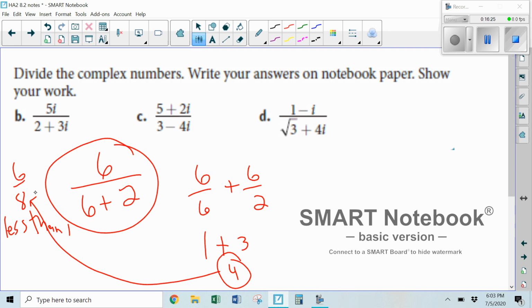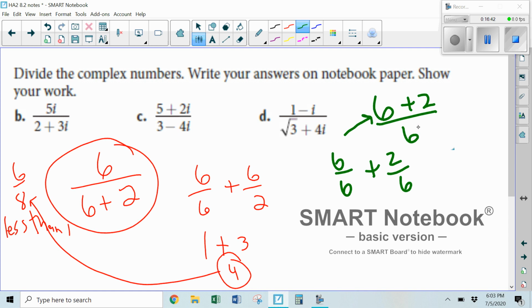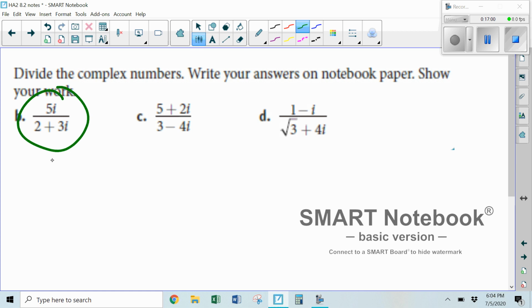Now, the reason people do this is because the opposite is true. If I have 6 plus 2 over 6, then I can do 6 over 6 plus 2 over 6, but not the other way around. So if I have 2 things in the numerator and 1 in the denominator, both of those things are being divided by 6. It doesn't work the other way around. If I have a numerator and 2 parts in the denominator, you don't break them apart when there's addition like that. Okay, so going back to this, it's not 5i over 2 plus 5i over 3i. That will not work that way.